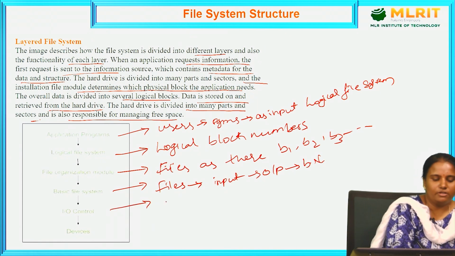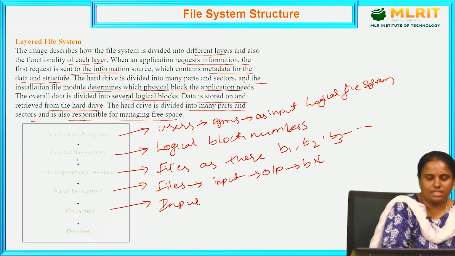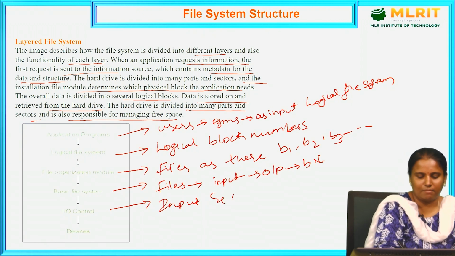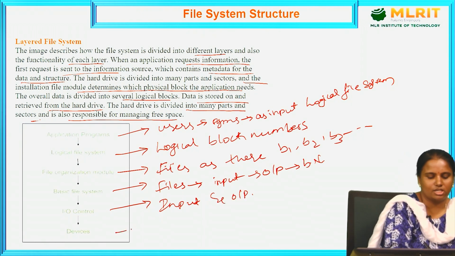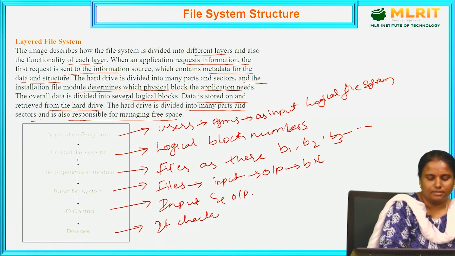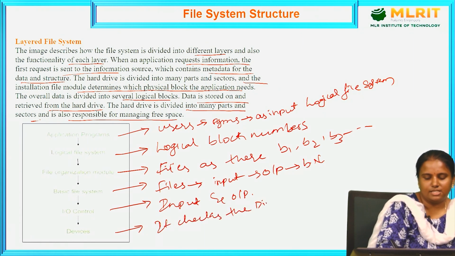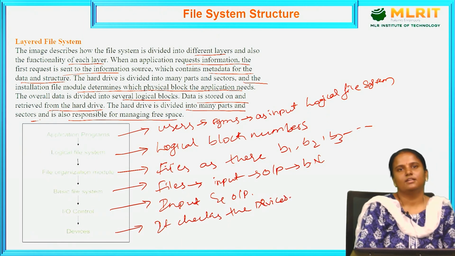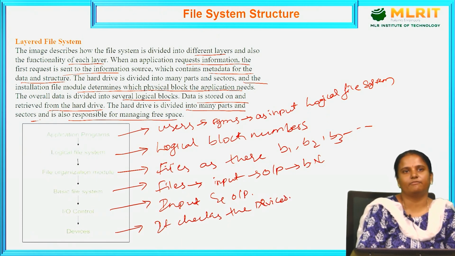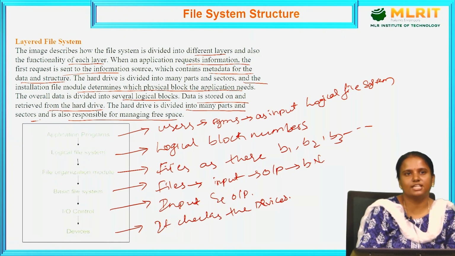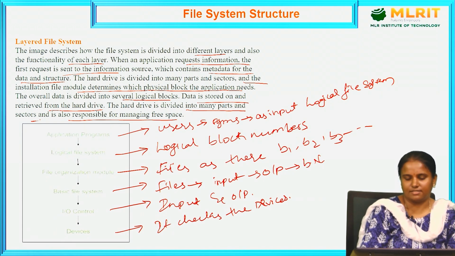And input output control manages whatever input output functions are done with the files. It checks all the devices of particular files. So this is how the layered file system works. First is the application program, then the logical file system, then the file organization module, then the basic file system, then input output control, and then devices. There are 6 layers in this layered file system.